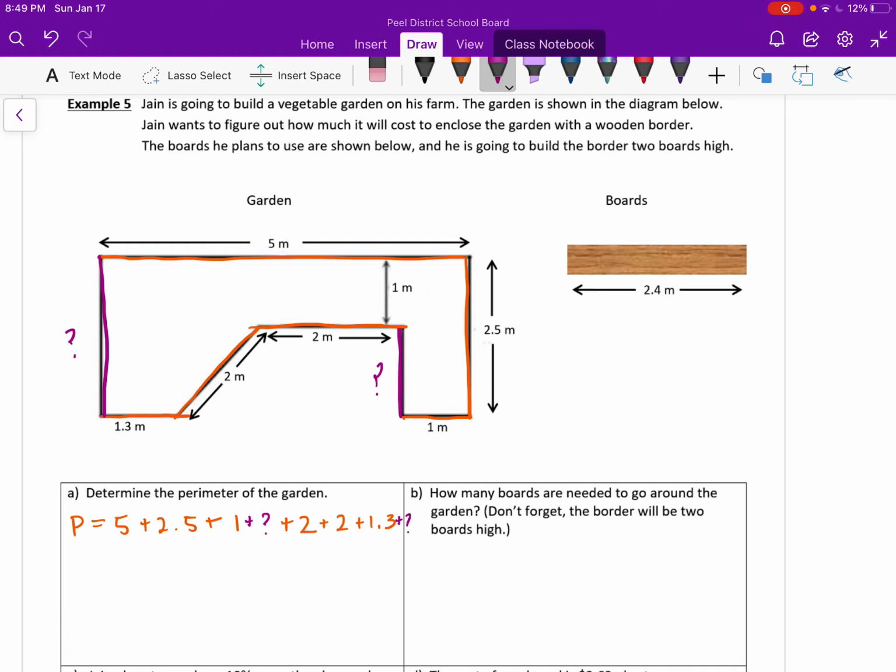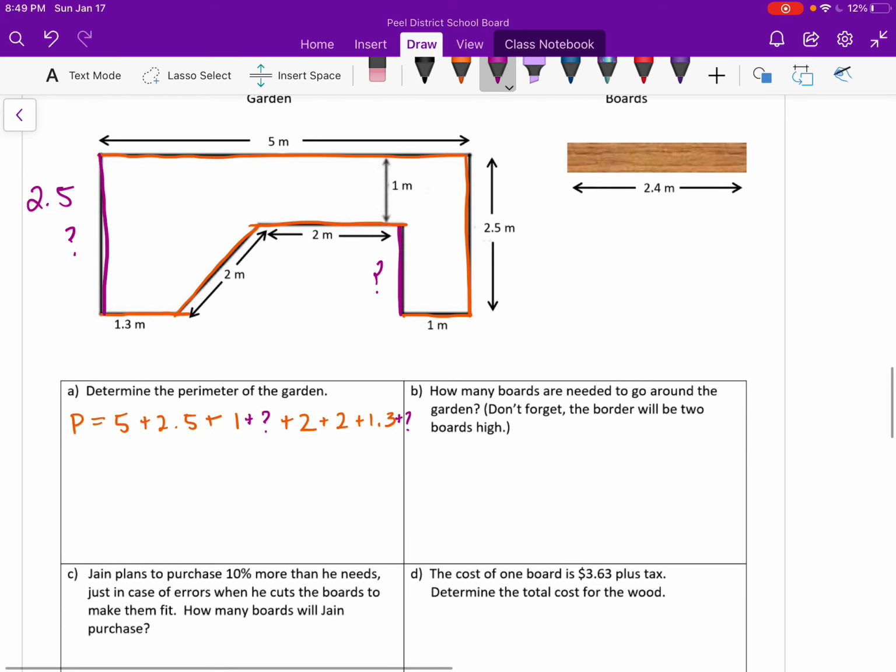Plus another question mark. Our first question mark is super easy to solve. If this is 2.5 going down this way, and this is the same length, we know that's 2.5. So let's just go put that in. This is 2.5, right? So let's just go sub it in over here. 2.5. That one was easy.